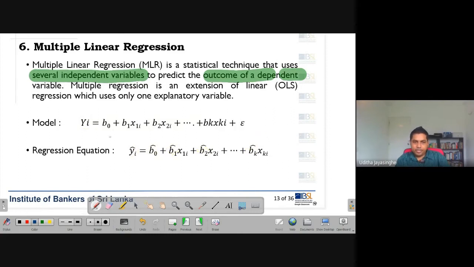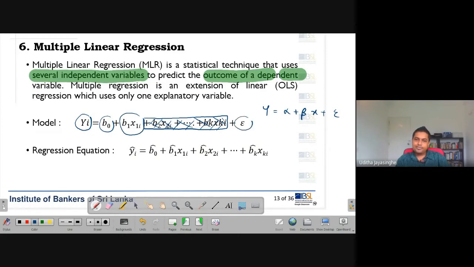If you really look at it in a simplified way, if I just chop off this entire part, what are we going to be left with? This is the simple linear regression line, isn't that so? Y is equal to alpha plus beta x plus error. See, y is here. Instead of alpha, I have put b0. Instead of beta x, I have put b1 x1i, and this error term is there. These individual points are still there. The only difference is that I am bringing more items like this.